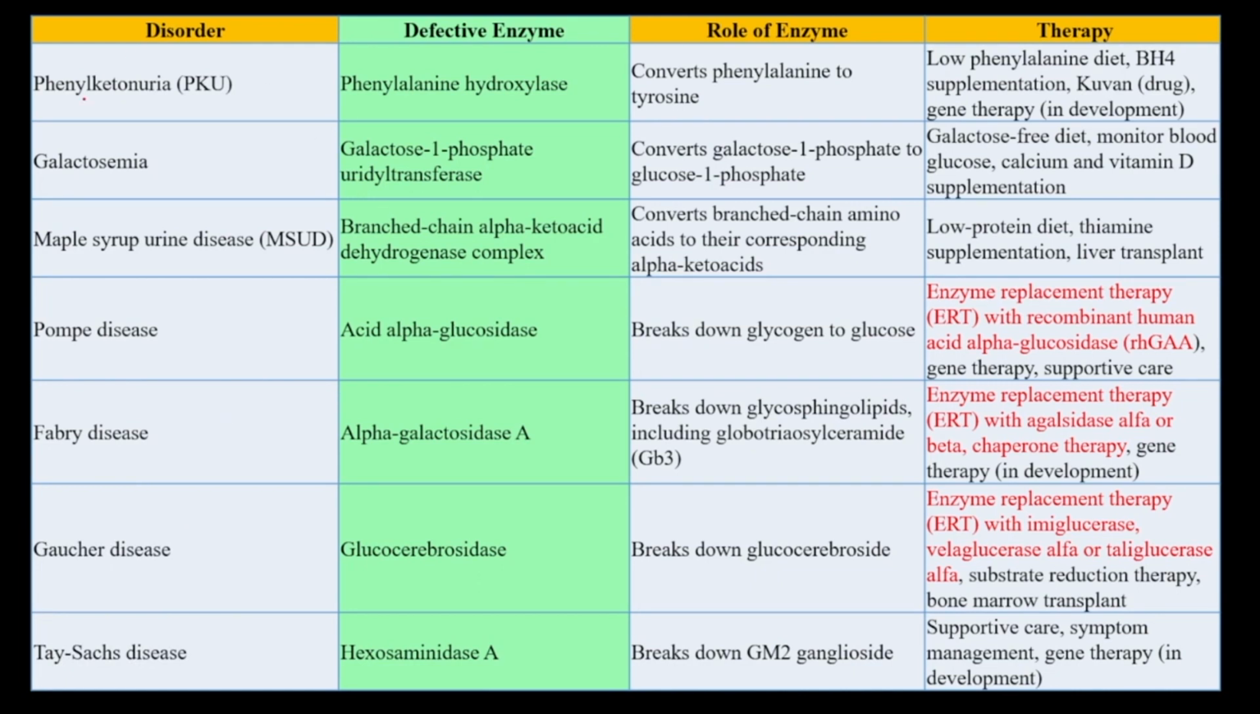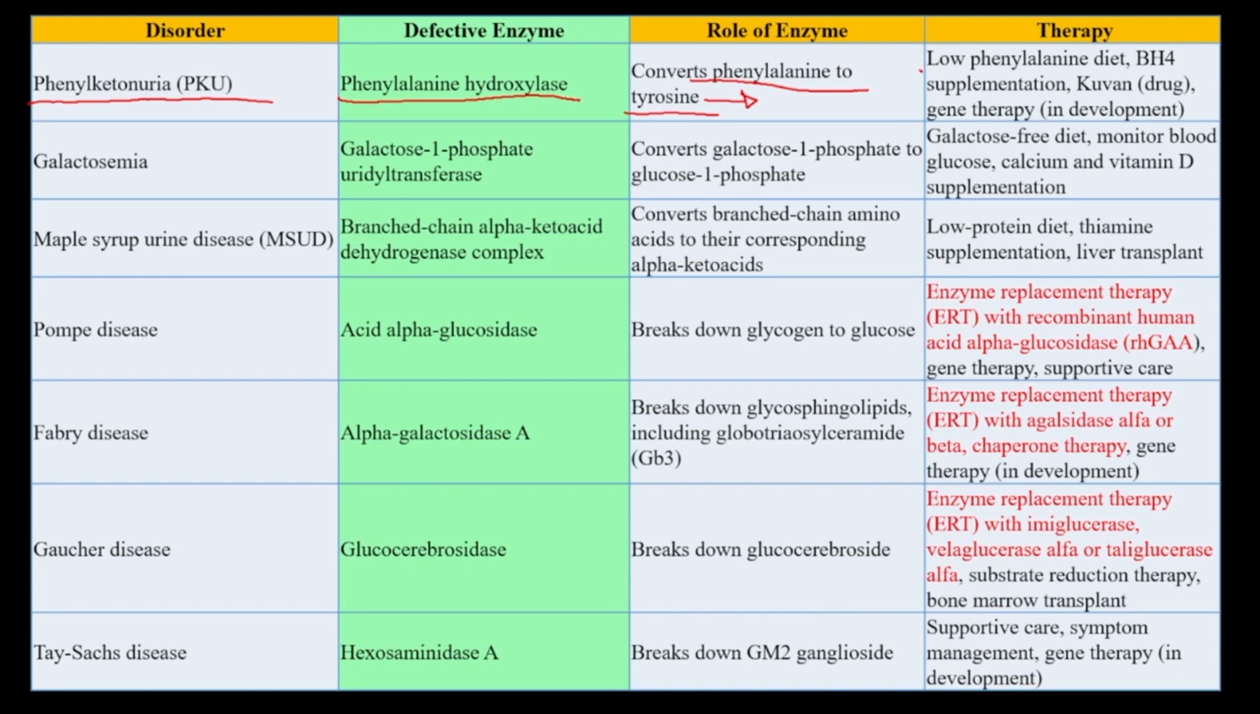So we can have the first example, phenylketonuria. Phenylketonuria is a genetic disease where you have a problem with phenylalanine hydroxylase, the enzyme which is responsible for metabolizing phenylalanine. The role of this enzyme is that it converts phenylalanine to tyrosine, right? And as a result, there will be tyrosine which is going to be utilized.